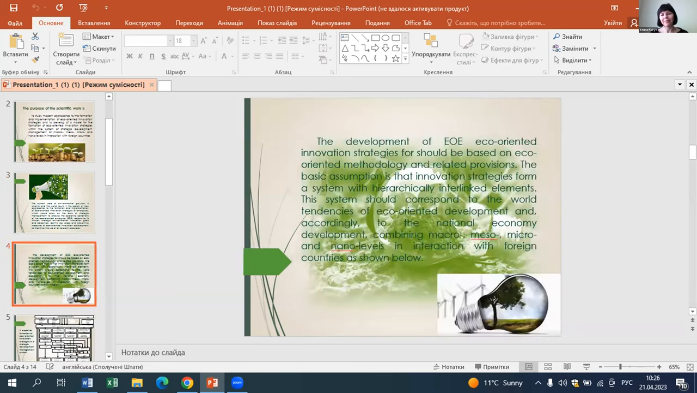The development of eco-oriented innovation strategies for enterprises should be based on eco-oriented methodology and related provisions. A basic assumption is that innovation strategies form a system with hierarchically interlinked elements. The system should correspond to the world tendencies of eco-oriented development and accordingly to the national economy development, combining macro, meso, micro, and nano levels in the interaction with foreign countries, as shown below.